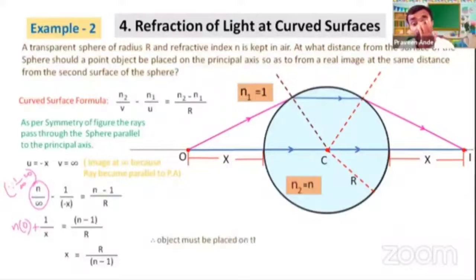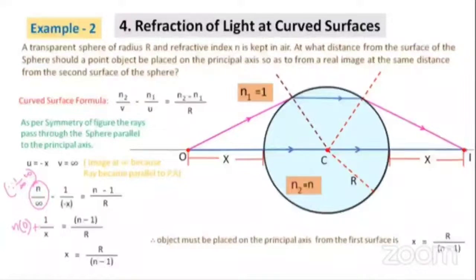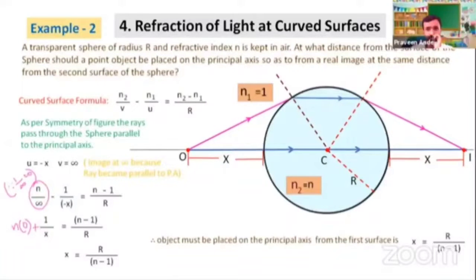So this is the object position. Therefore, the object must be placed on the principal axis from the first surface at x equal to r by (n minus 1). Any confusion in this? Anybody else? Nothing to ask? Is it clear?